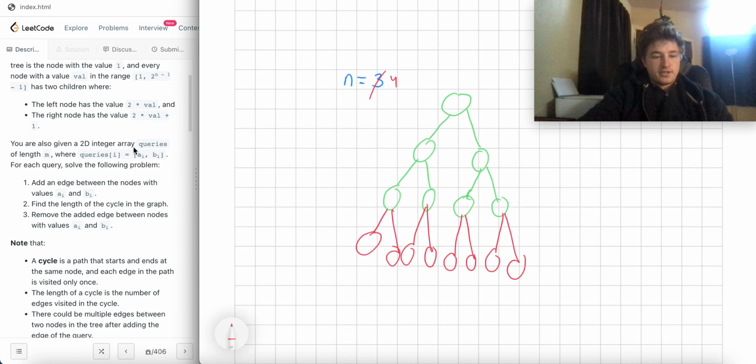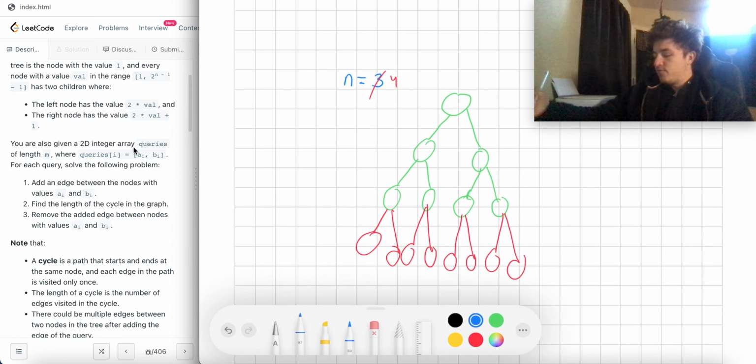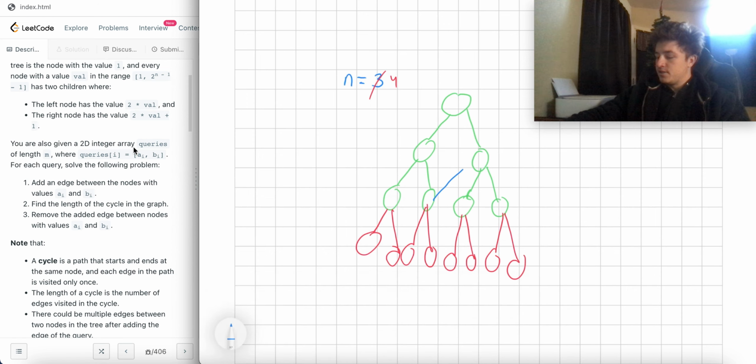So you're also given a 2D integer array queries of length m, where queries[i] equals [ai, bi]. For each query, solve the following problem. Add an edge between the nodes with values ai and bi. Find the length of the cycle in the graph, right? So if you have a tree, this is kind of like a discrete math concept, but if you have a tree, any edge you add will end up creating a cycle, right? Like if I connect this node to this node, it's going to end up creating a cycle. If I connect this node to this node, it's going to end up creating a cycle, right?